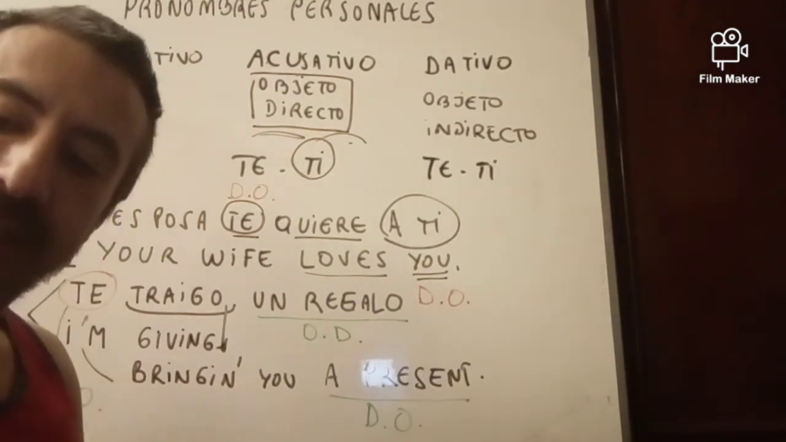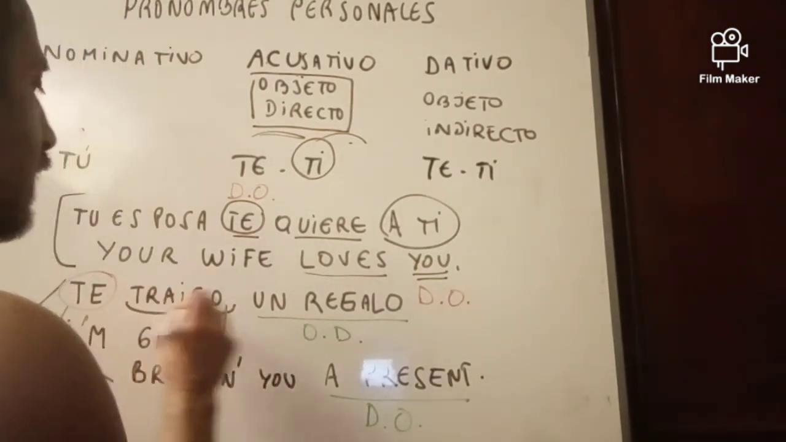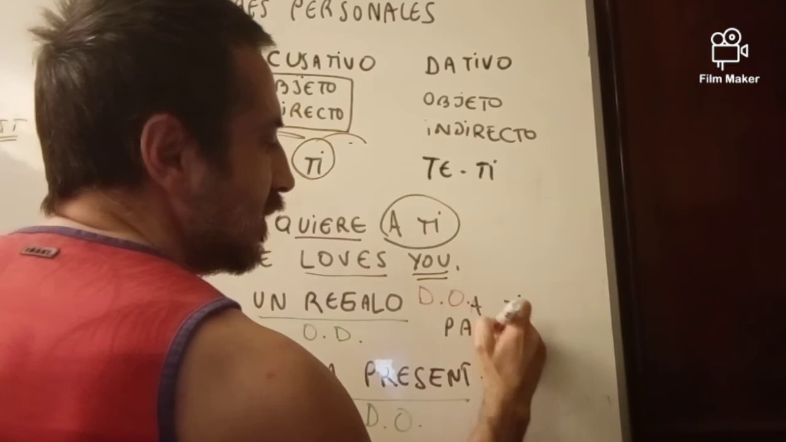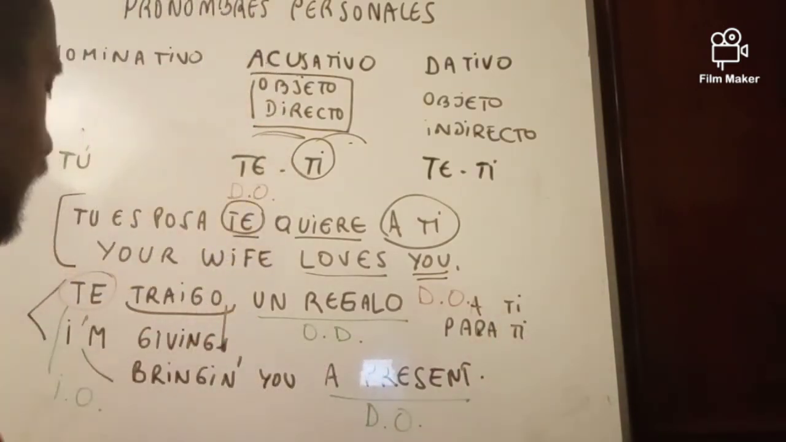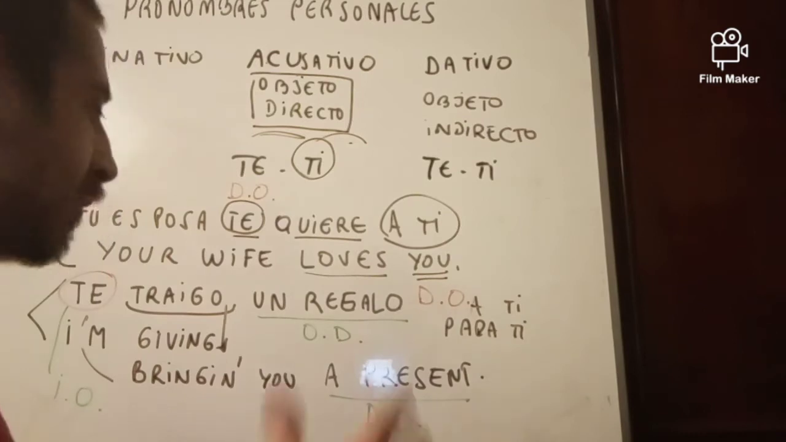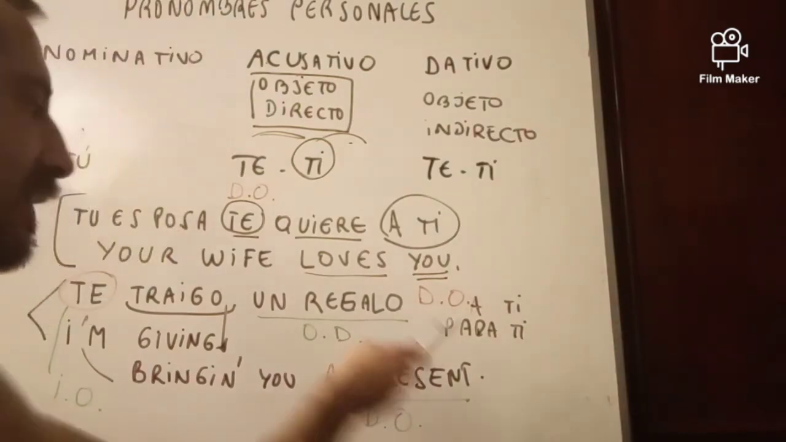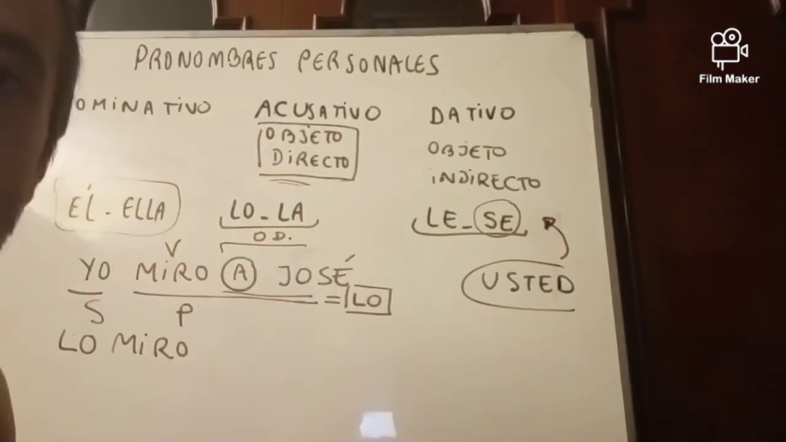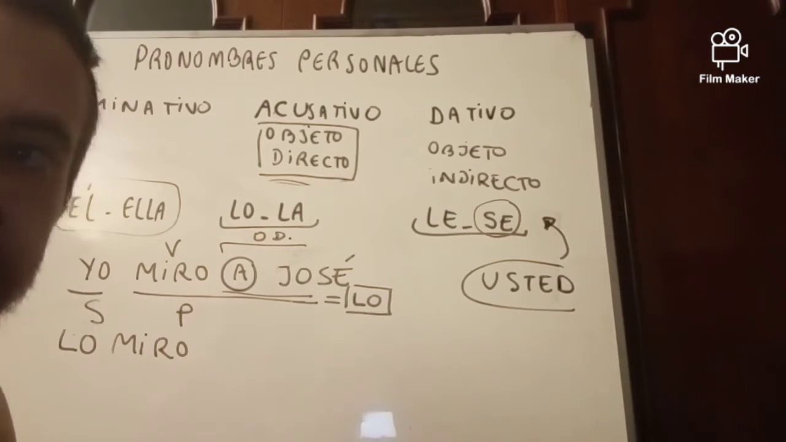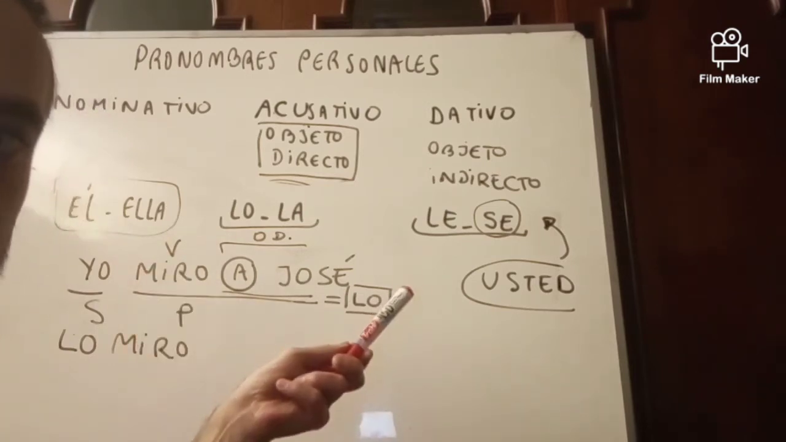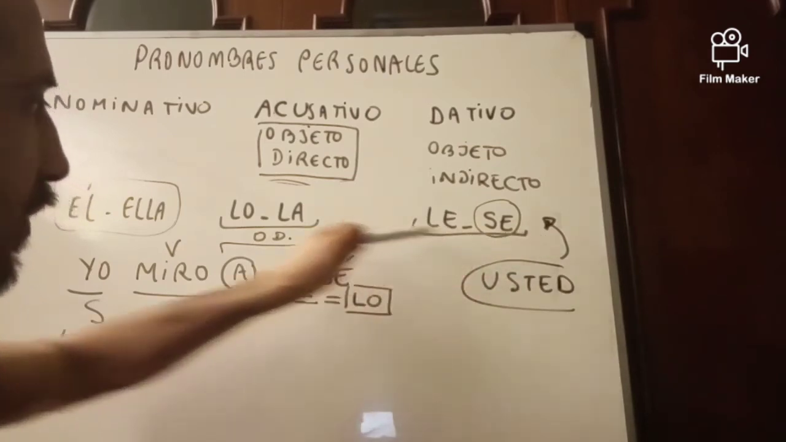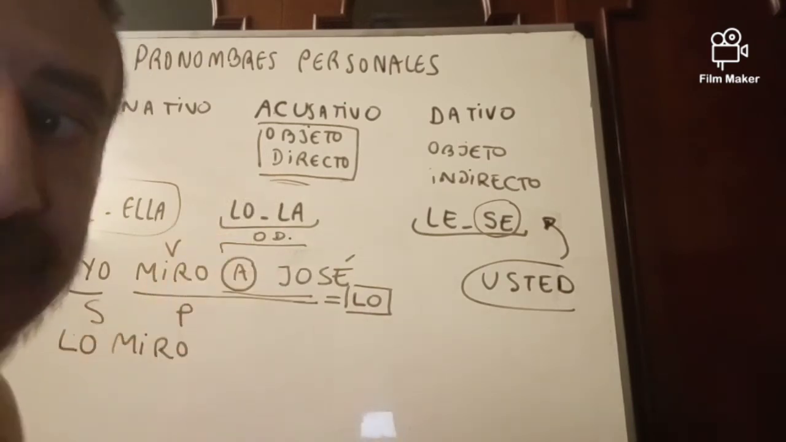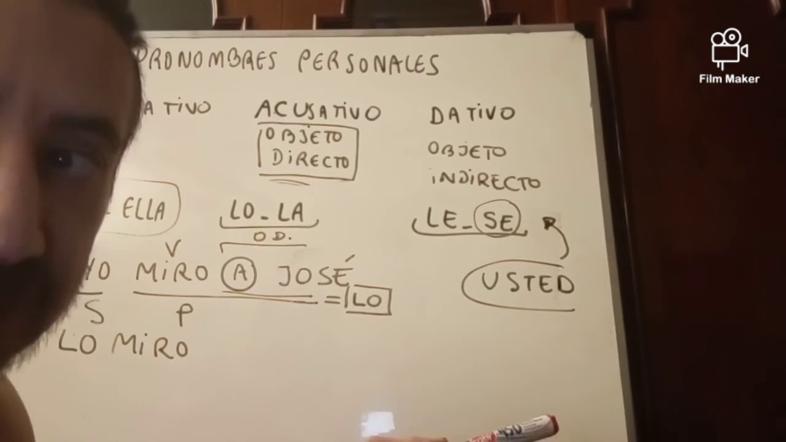And we can do the same here as we did in the other examples. Te traigo un regalo a ti o para ti, for you. I'm bringing you a present, I'm bringing a present for you. But remember that in Spanish we can use both of them and the meaning doesn't change. Well, now let's see examples for the third person in the singular, and remember that the formal you in Spanish, usted, always follows the same model as that for the third person in the singular.